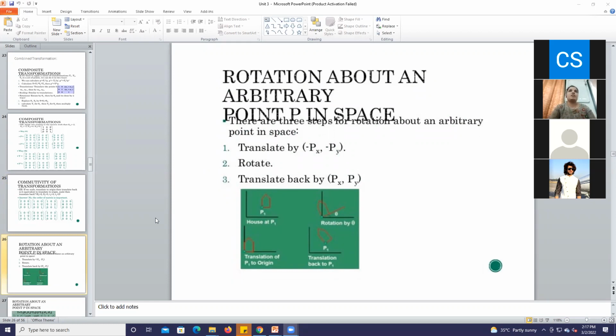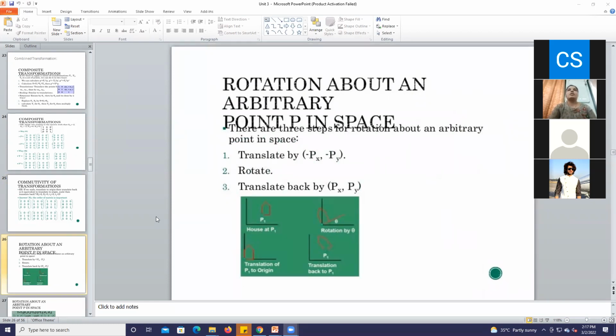So the next point is dependent upon this theory. We are using the theory of combined transformation for this derivation, and we are using the order of the operation also. The order you have to follow properly, then only you are going to get the accurate result. If you change the order of the operation, the result you get will be different. So, rotation about an arbitrary point in space.